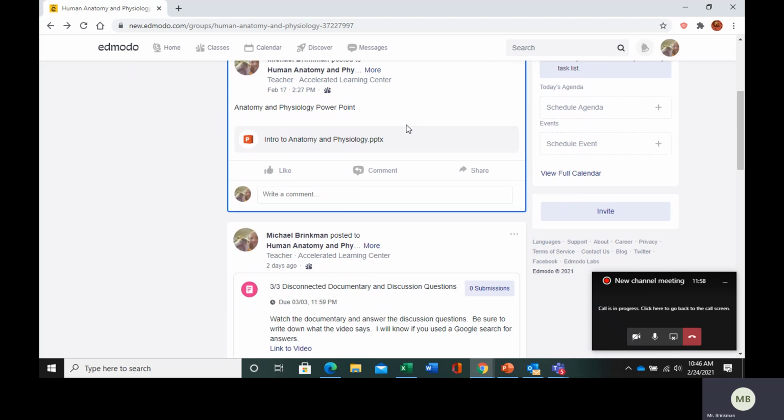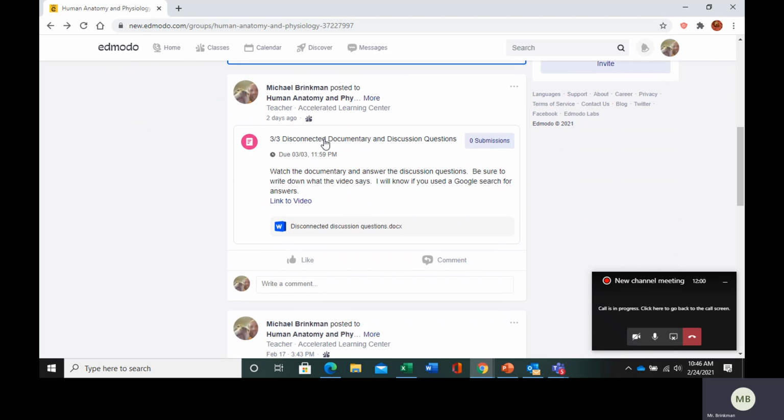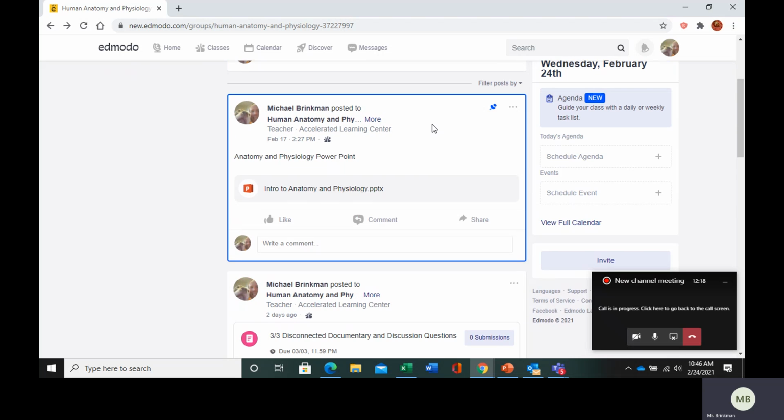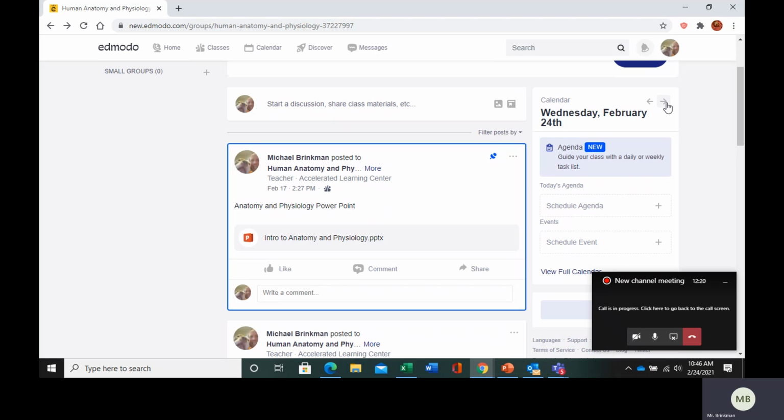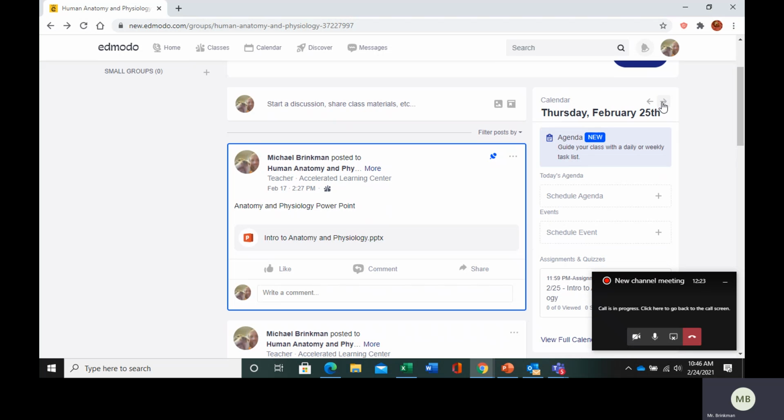So first thing is, do not start with the top post. Always pay attention to the date. This is the top post right here, but you'll notice that the date is March 3rd, and it's also not due until March 3rd. The best way to find assignments is on the right-hand side, and I'm going to have to change it to today's date. This will be different for anyone who's taking the class at a different time. It'll be a different date.